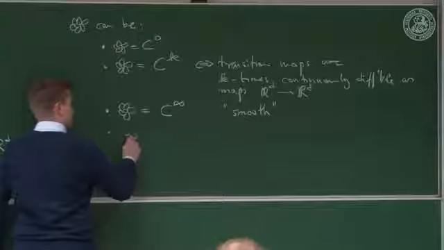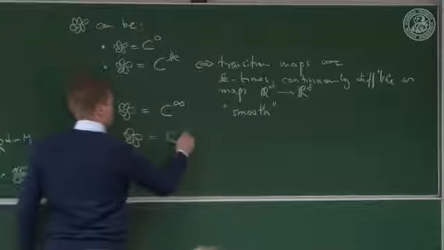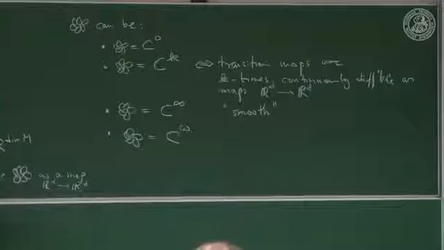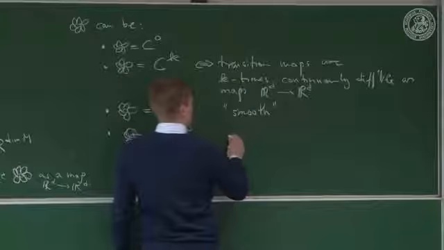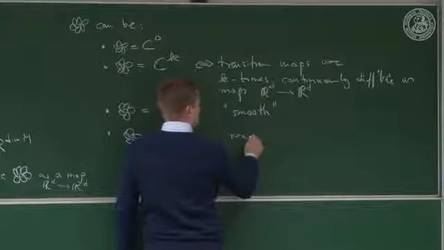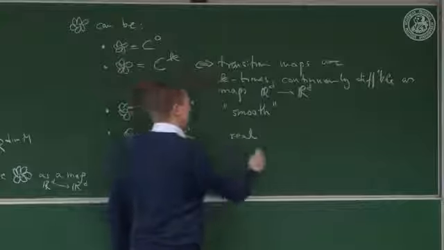Another used structure is C omega. Looks a little bit like an infinity, but it's an omega. And those are so-called analytic manifolds. And let's say, for instance, real analytic.